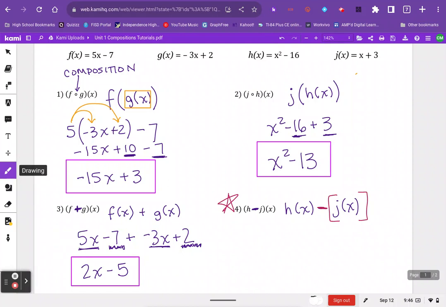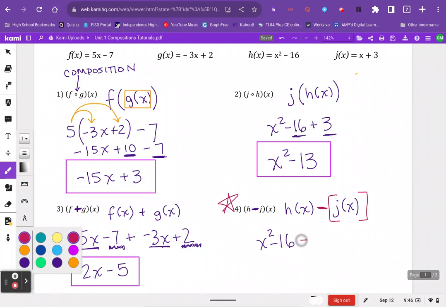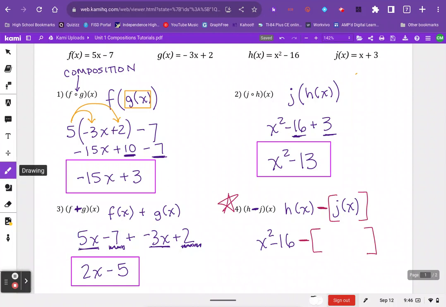So look up at your choices, copy down h of x, the equation h of x. And then we're going to subtract. I'm purposely writing the subtraction symbol here in a different color. And I'm using these brackets to separate it because we have to make sure and subtract each individual term. So I'm copying down j of x inside the bracket, and it's like distributing this negative across all of j. So this subtraction has to go for this term here and also this one. So x squared minus 16, subtract x, and then subtract 3.